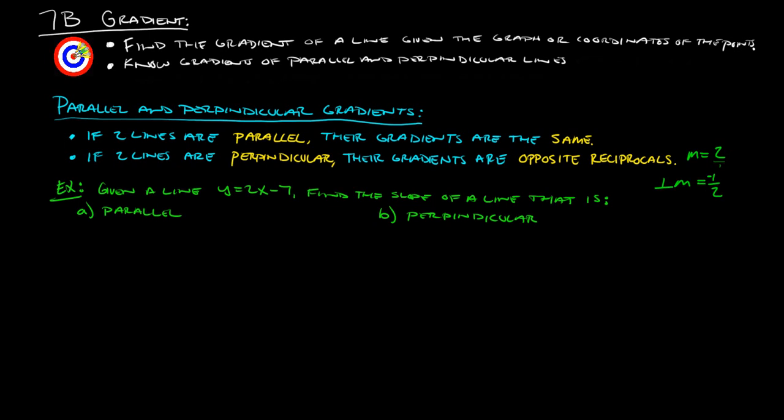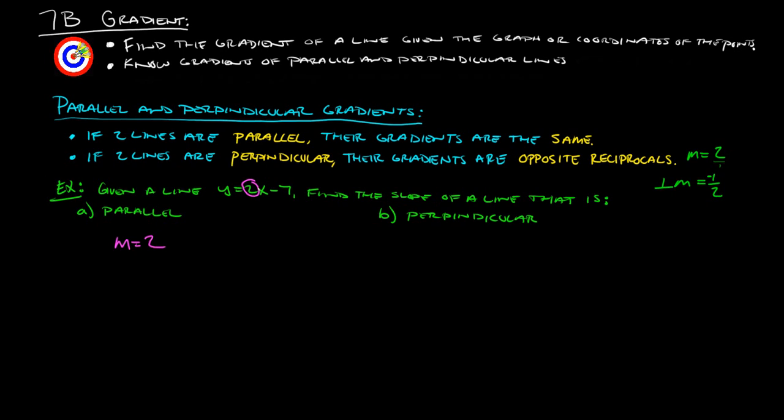Given the line y equals 2x minus 7, find the slope of the line that is parallel. The slope of the parallel line is the exact same as the original. So parallel slope, m equals 2.